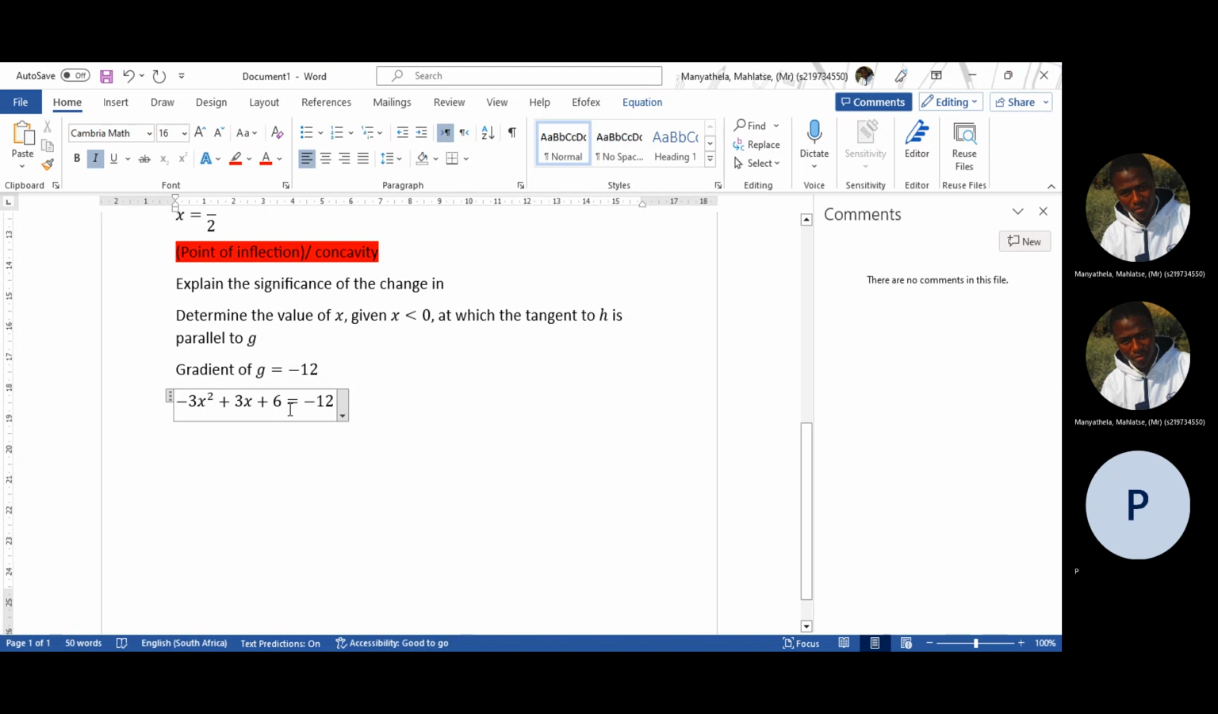Let's solve for x. It's a parabola, if you check. It's 3x squared plus 3x plus 6. Okay, let's take minus 12 across.